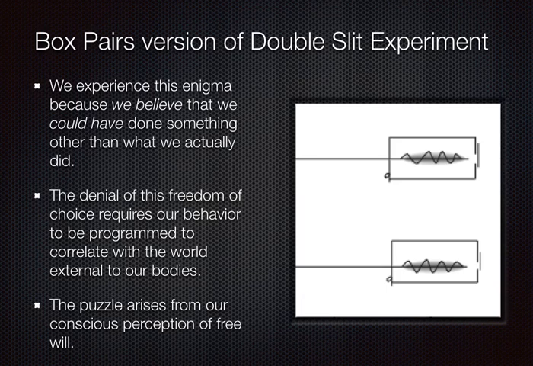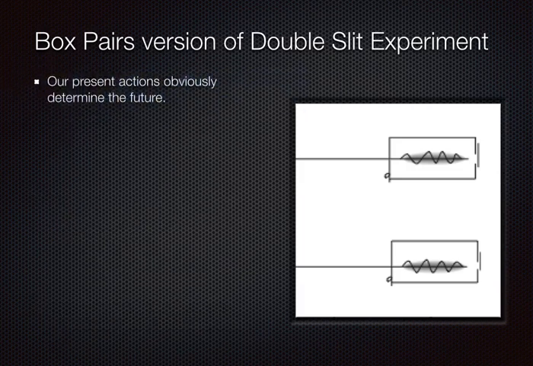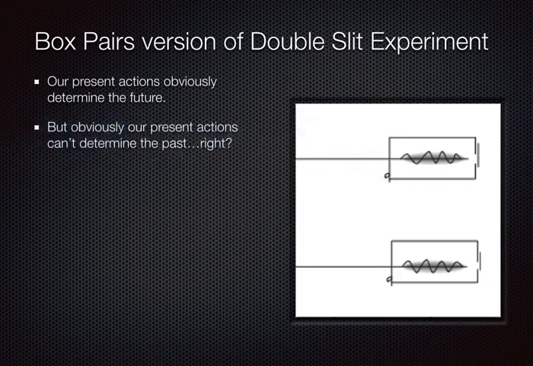This puzzle arises from our conscious perception of free will. So the whole puzzle is contingent on the fact that we know we have free will, at least we think we do, at least we believe we do, and the fact that how does what I do affect something else? You know? Our present actions obviously determine the future, right? So if I drop my phone, it will fall. All right, we know present goes to the future. But obviously our present actions can't determine the past, right?